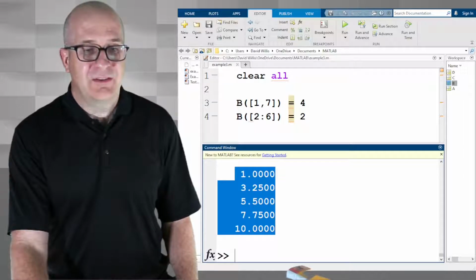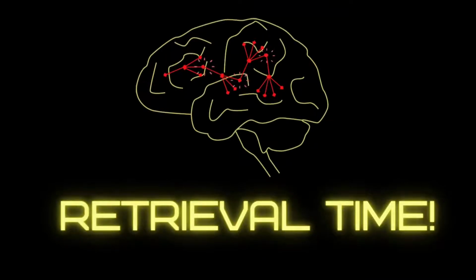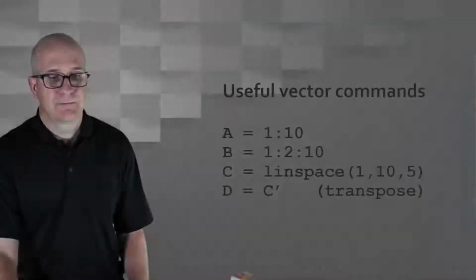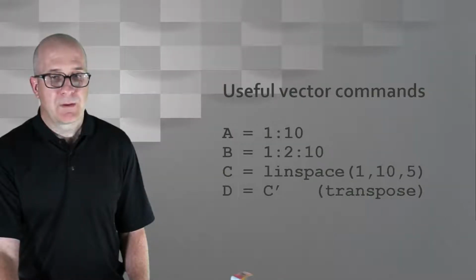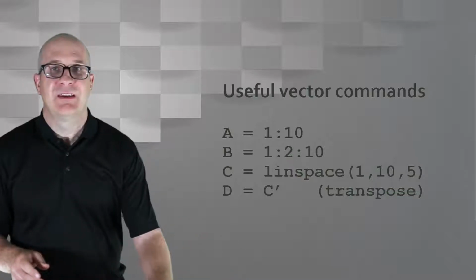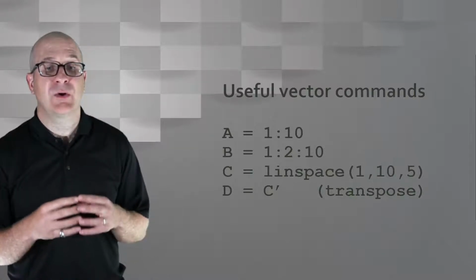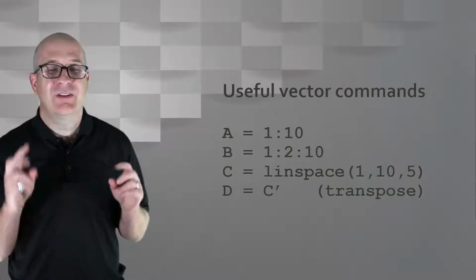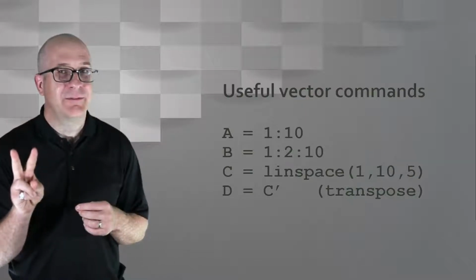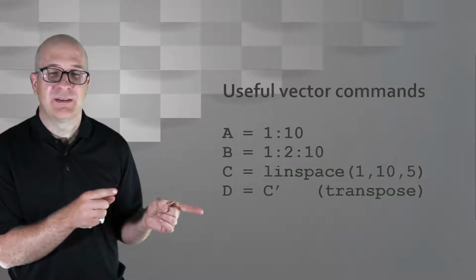Hopefully this makes some sense, and we are going to do a little retrieval. All right, for this retrieval practice, I'd like to have you take a look at the following things. In this command b equals 1 colon 2 colon 10, what does the 2 represent? Just think about it for a second. What does the 10 represent? And what does the 1 represent?